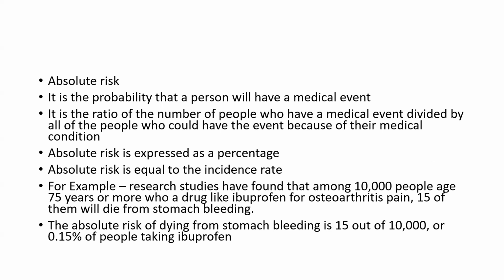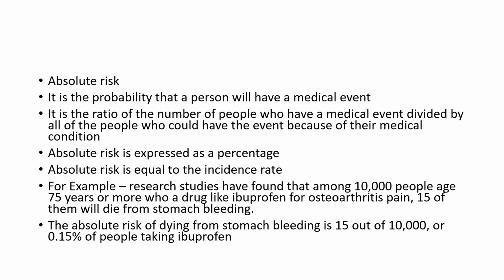It is the probability that a patient will have a medical event. It is the ratio of the number of people who have the medical event divided by all the people who could have the event because of their medical condition. So absolute risk is expressed as a percentage. Absolute risk is equal to the incidence rate.